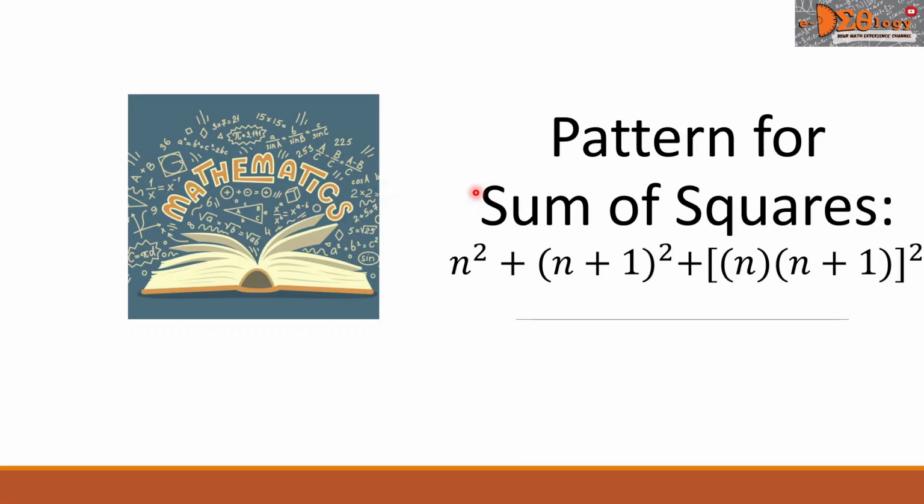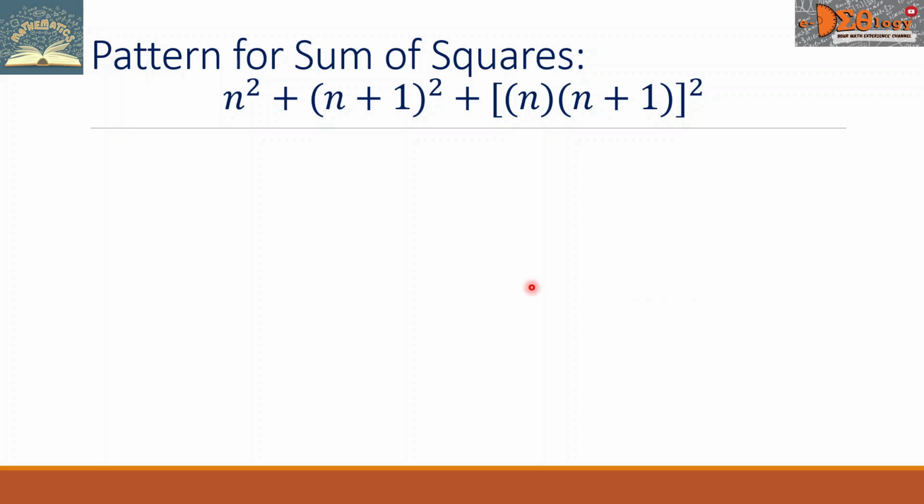Hi everyone. Today we're going to study pattern for sum of squares of this form. N square plus the square of n plus 1 plus the square of the product n times n plus 1. Let's note that the n here is a natural number. In this pattern, we're getting the sum of 3 squares.